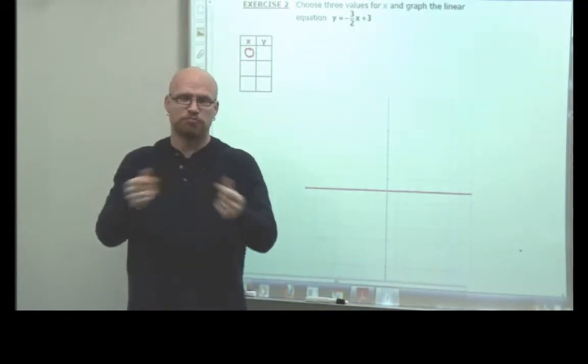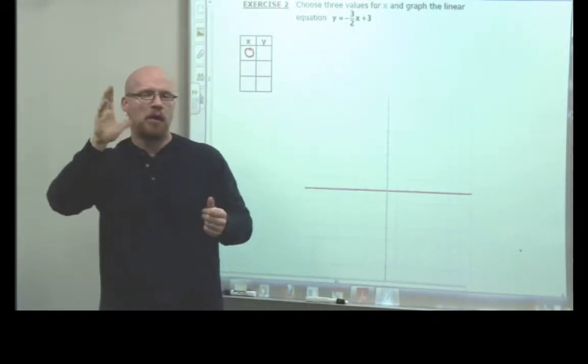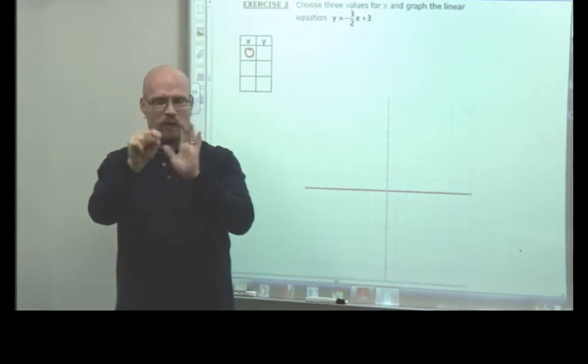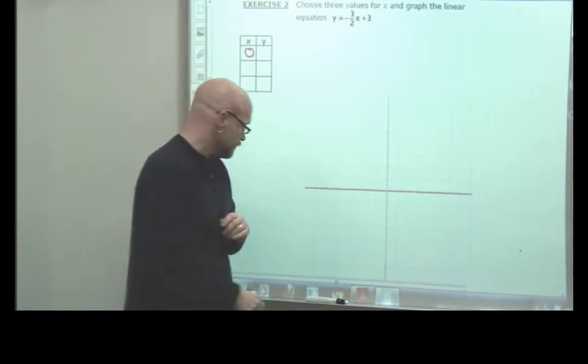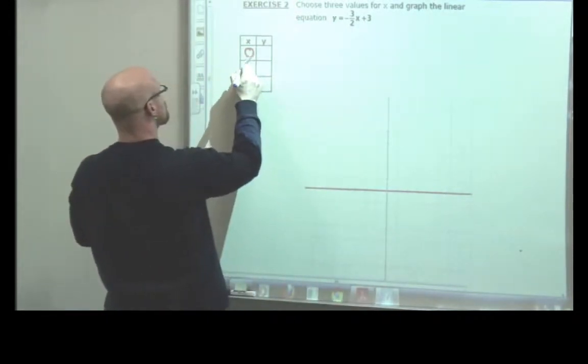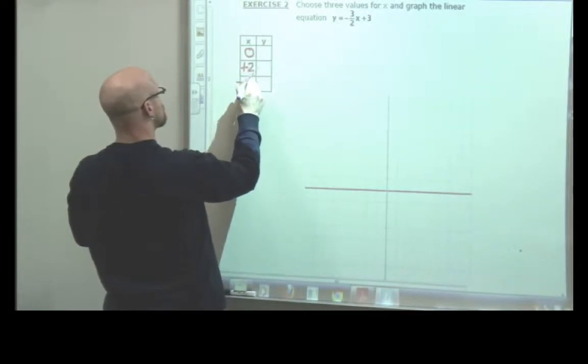we'll have x times this negative 3 halves. And if I pick 2 for my x value, I know that my fraction will disappear. So I'm going to use positive 2 and negative 2.